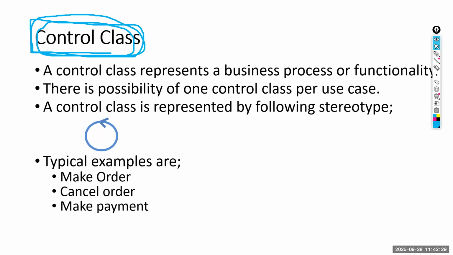So the control class will control the process. It is not going to interact with the database. It is not going to interact with the user. It's just the controlling. Your entity class will interact with the database. So there is a special type of entity class called persistence. Most of the time, entity classes are persistence classes that interact with databases.